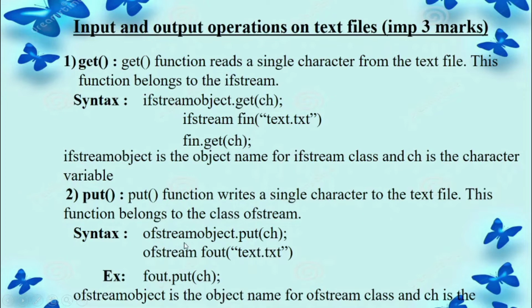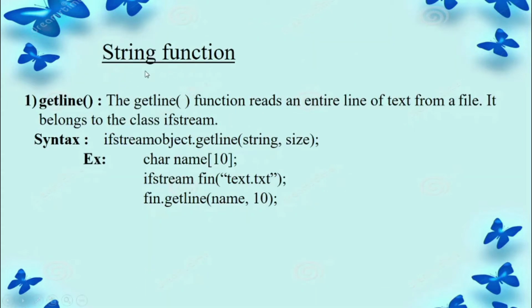So syntax is ofstream object dot put of ch, that is we are putting or writing a character onto the text file. So the example is ofstream fout, that is the object, using this object we are accessing a file text.txt and fout.put of ch. That means we are writing a single character to the text file. So these are the functions which you use for inputting or outputting a single character to or from the file. The next is string function.